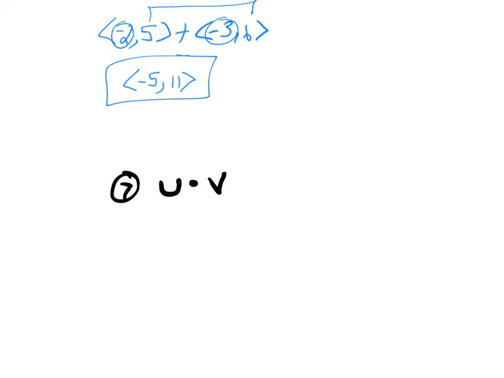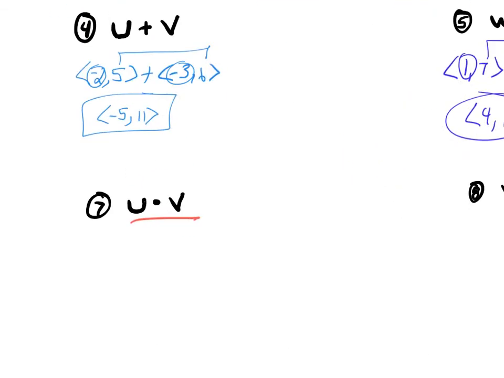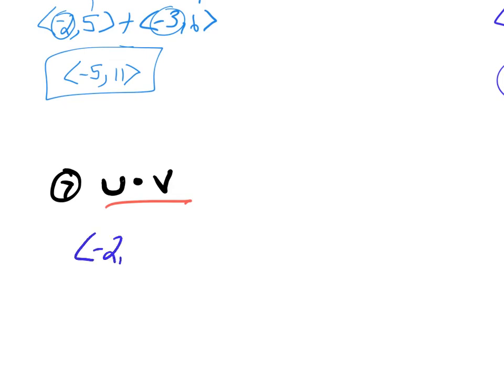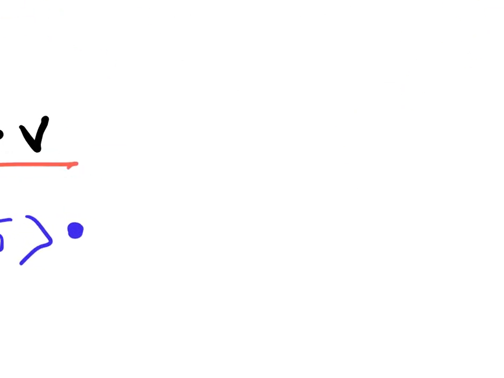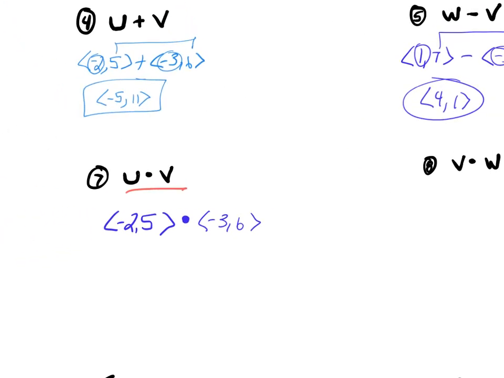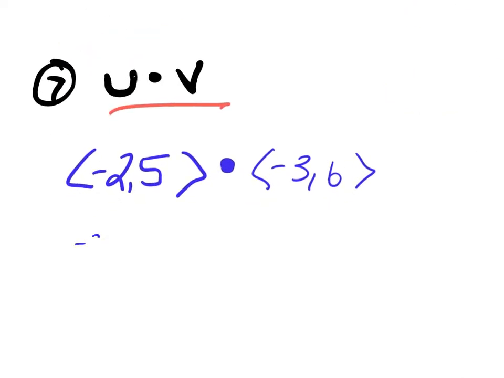So this is asking you for the dot product between u and v. So what is vector u? Negative 2, 5. And what is vector v? Negative 3, 6. How do you guys find the dot products? What do we do? Multiply what? First times first plus what? Second times second. So you have negative 2 times negative 3 plus 5 times 6.